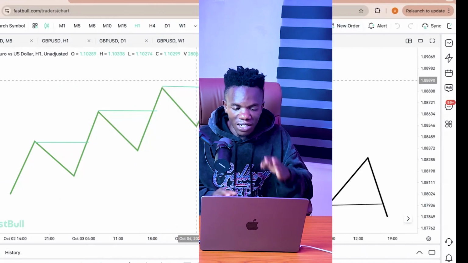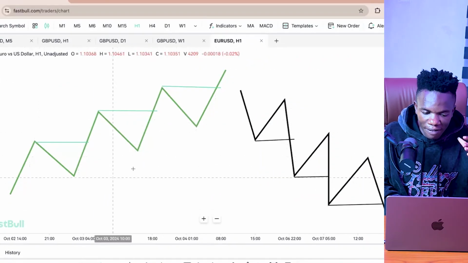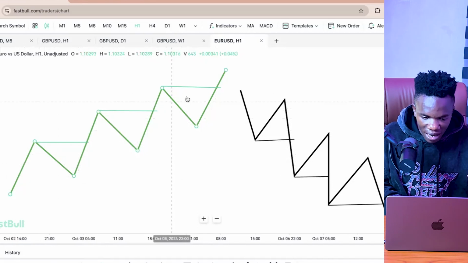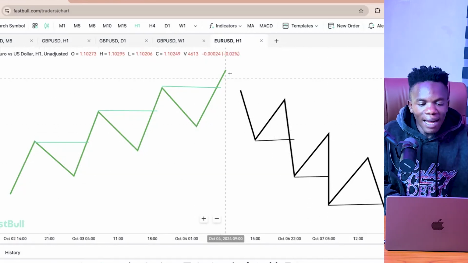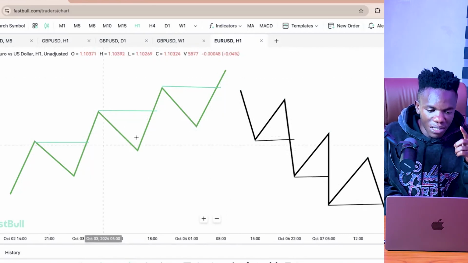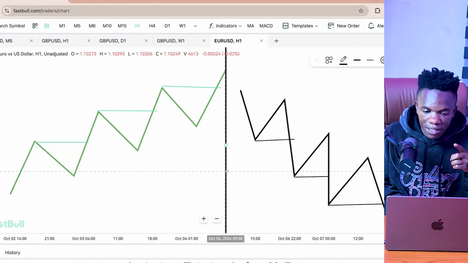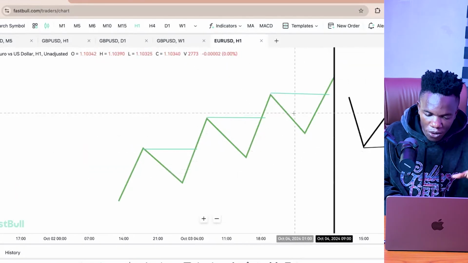Now take a look at this chart illustration right here. There are two types of market illustration I have indicated right here: this bullish side and this bearish side. Now, as a trader personally, this is what I do. I focus on what the market is doing per time. For instance, let me focus on this bullish side, for example. So let me put a vertical line somewhere right here. Then let's focus on only this bullish market structure you are seeing right here.